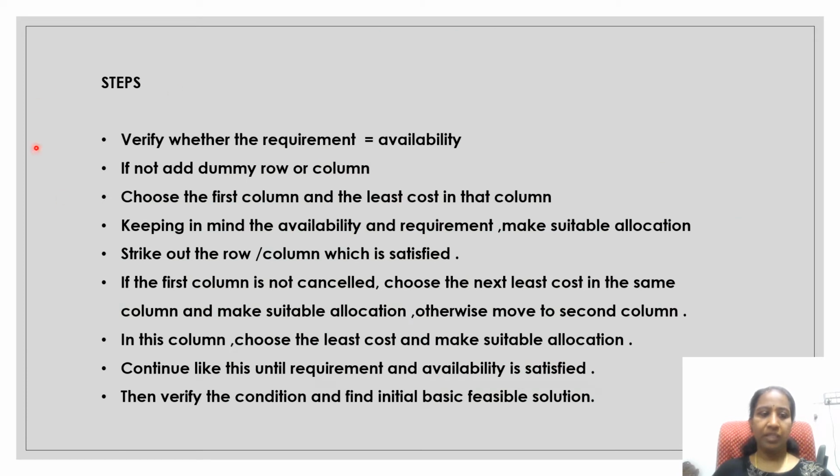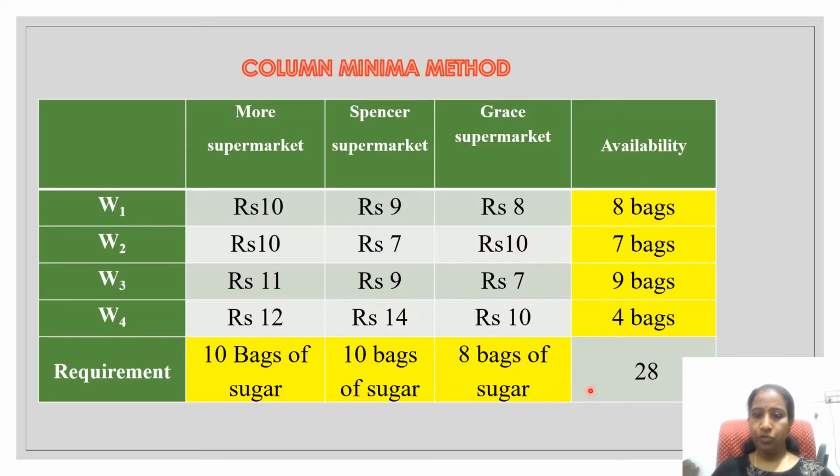Here I have given the steps we are going to follow. You can pause and read the steps, or you can just follow along when I am explaining. The very first step is to verify whether the total availability is equal to the total requirement. The total availability is 8 plus 7 plus 9 plus 4, which is equal to 28. And the total requirement is 10 plus 10 plus 8, which is equal to 28. So both are tallying. Total availability is equal to total requirement, and then we move on to the next step.